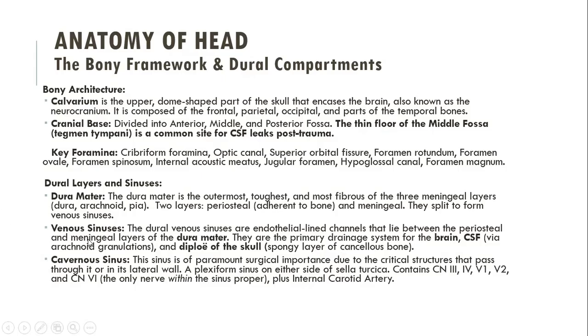Now, one of the important sinuses in our head is the cavernous sinus. This sinus is of paramount surgical importance due to the critical structures that pass through it and in its lateral wall. Basically, this is a plexiform sinus on either side of the sella turcica. And why is the cavernous sinus important? Because it contains important nerves, arteries, and veins. It contains cranial nerve 3, cranial nerve 4, V1, V2, and cranial nerve 6, the only nerve within the sinus proper, and also it contains the internal carotid artery.